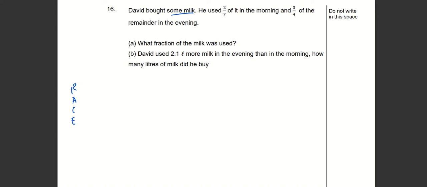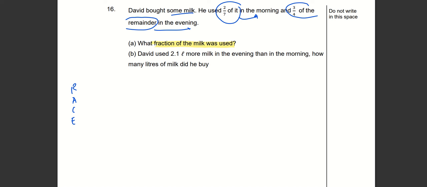He has some milk, and then looking at the fraction, like I said earlier, with the fraction, circle it together with the phrase that's following, and then you have 3/4 of the remainder. So this is morning and that's evening, right? Okay, so the key question here is what fraction of the milk was used? This is the question. But before we head on to the question, I will do that little annotation that I was explaining to you this morning.